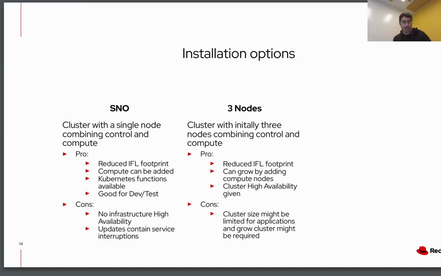There is then the 3 nodes cluster, where basically you create 3 different systems, and then you have HA and all the other fancy things, let's say, about OpenShift, but you still do not have a huge amount of IFLs, and you have limited scalability.